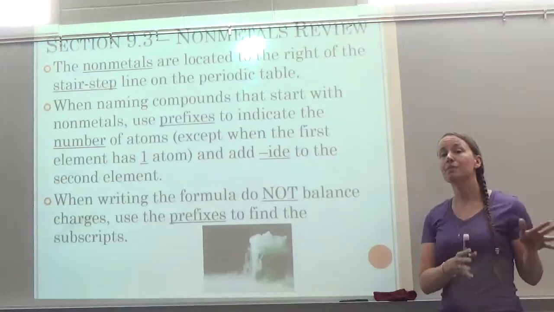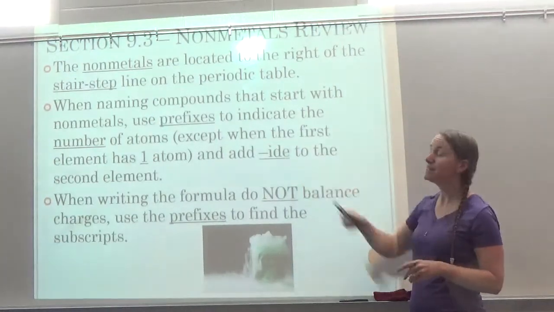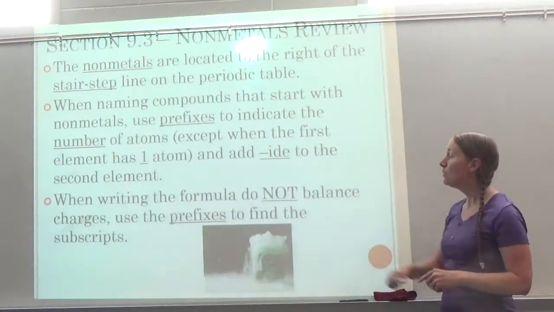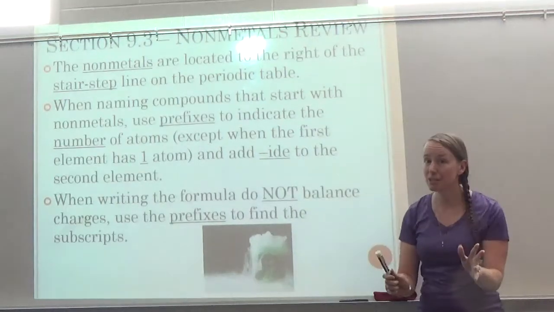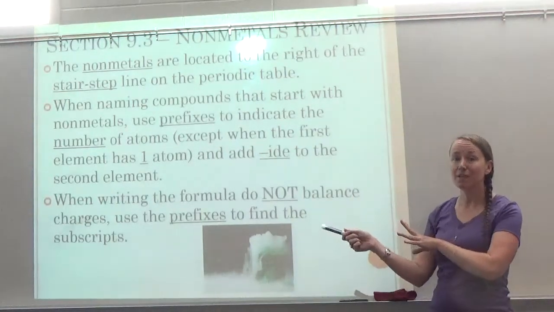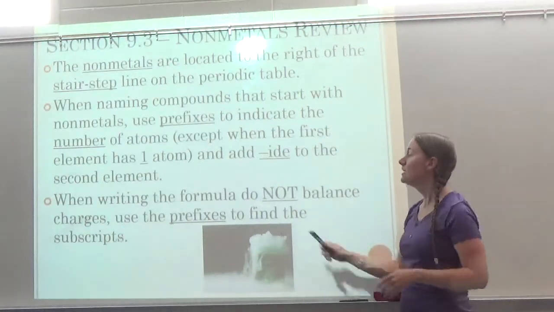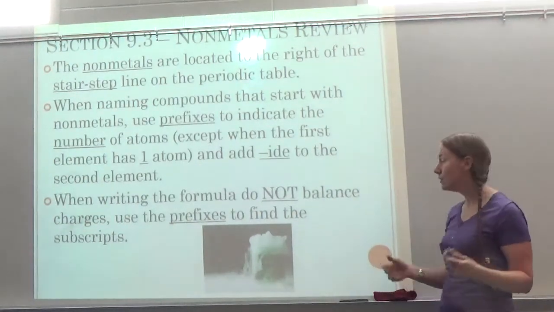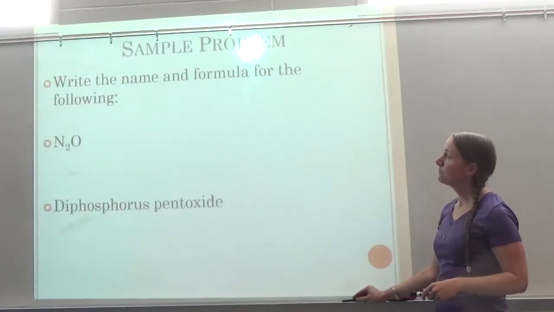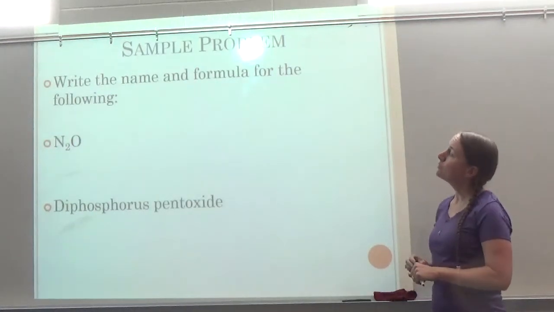The second element always has a prefix. And then don't forget to add ide to the second element. When writing the formula, you do not balance charges. Most nonmetals are negative anyway, but they're not even charged particles. They are sharing electrons. So you use prefixes to tell you what the subscripts are going to be. It says write the name or formula for the following.